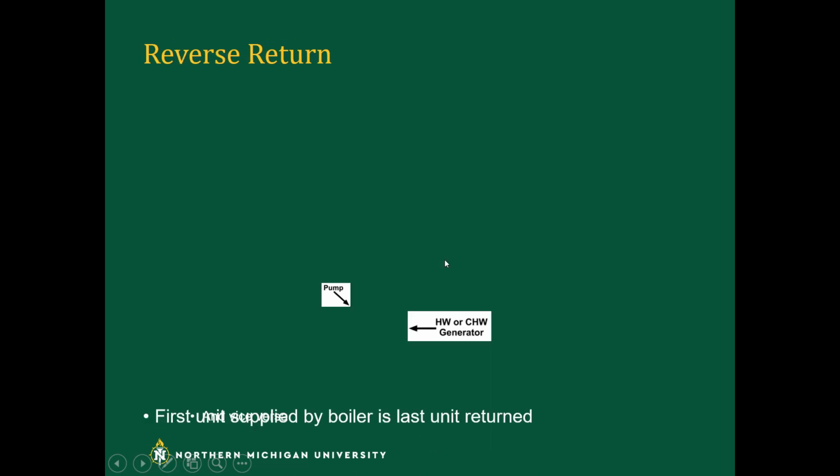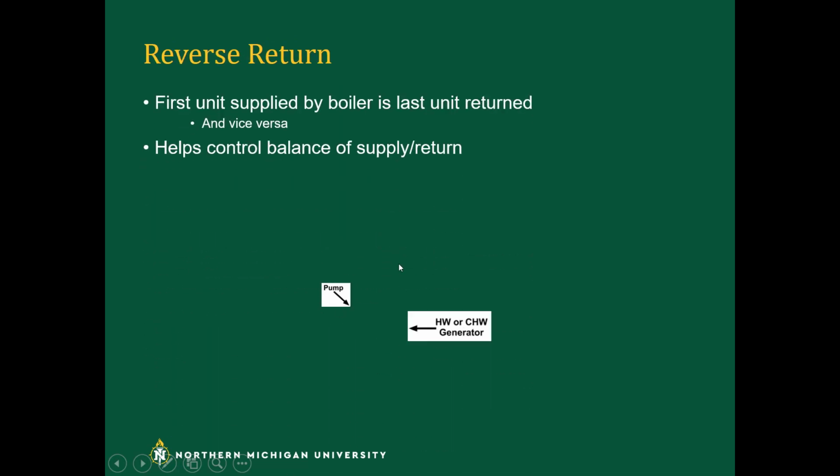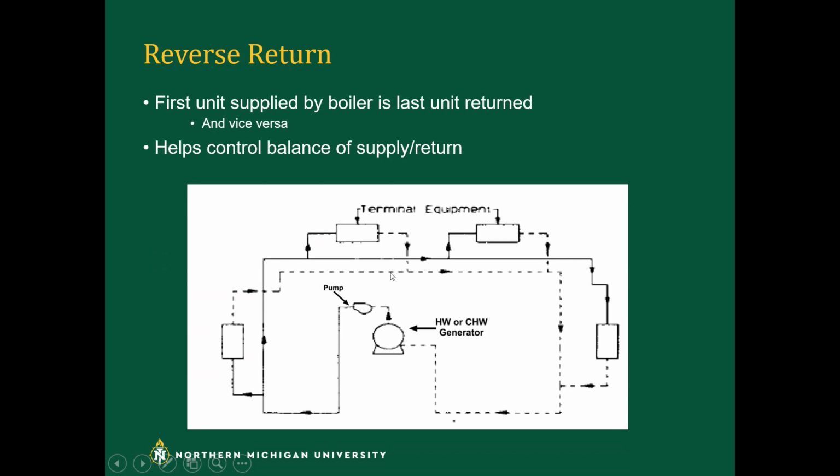In a reverse return, looks like I got my animations wrong on this one too. We're doing the opposite, where the first one that is supplied is actually the last one that's returned into the unit. So that first one comes in this way, and then the supply line, or the return line, sorry, follows right along in parallel with the heat throughout the system. So it actually helps control a lot more of the balance of the supply and return, and it helps maintain the heat a little bit better. Plus, there's a little bit less piping, as you can see.